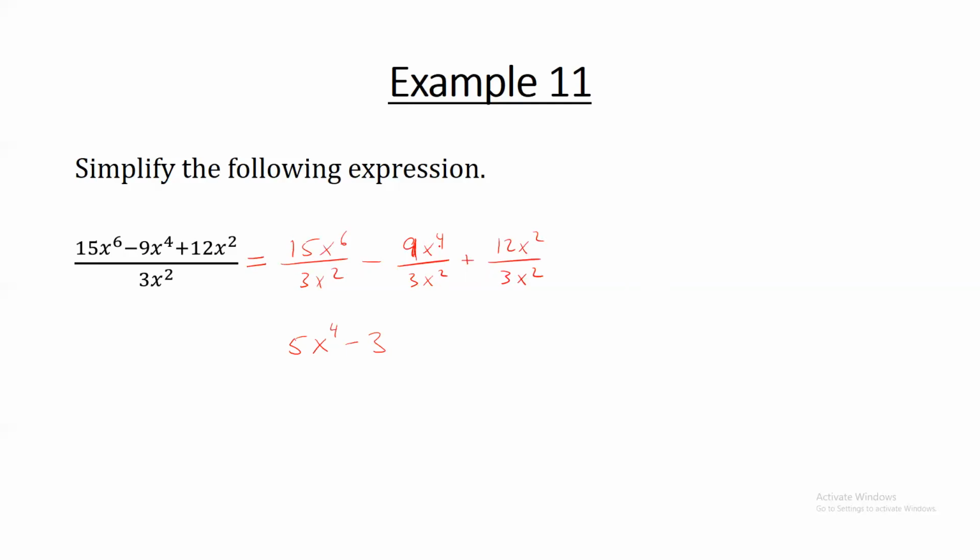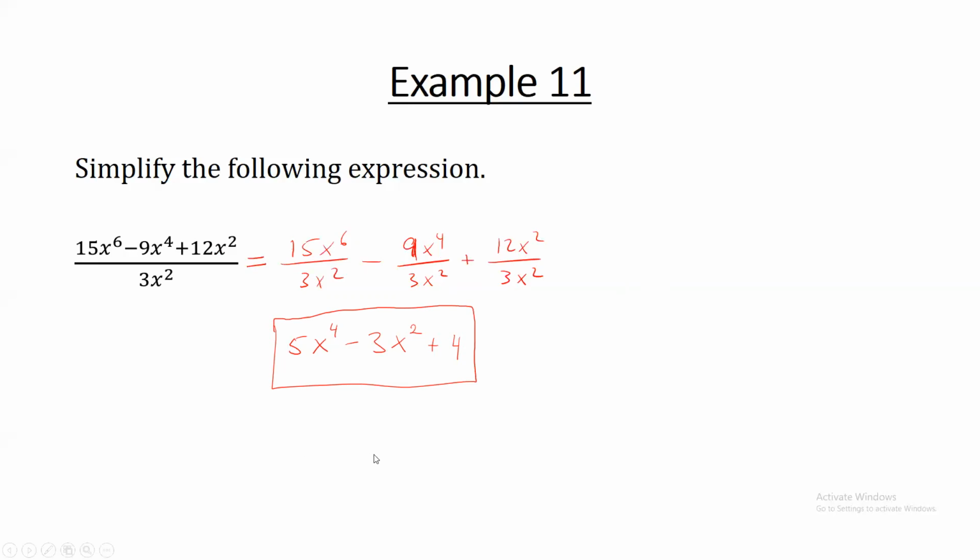And when we subtract the exponents, right, that's what we do when we divide. 4 minus 2 is 2, so that's x to the second, plus 12 divided by 3 is 4, and x squared and x squared cancel each other out, so there are no x's, and our final answer is 5x to the fourth minus 3x to the second.